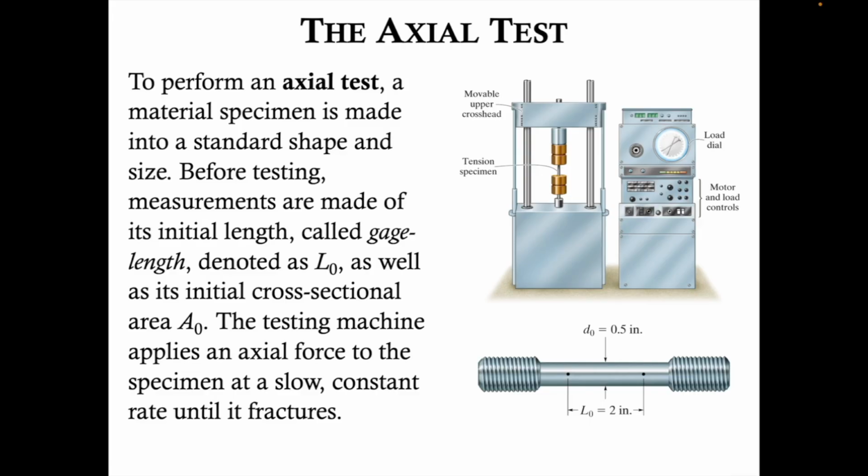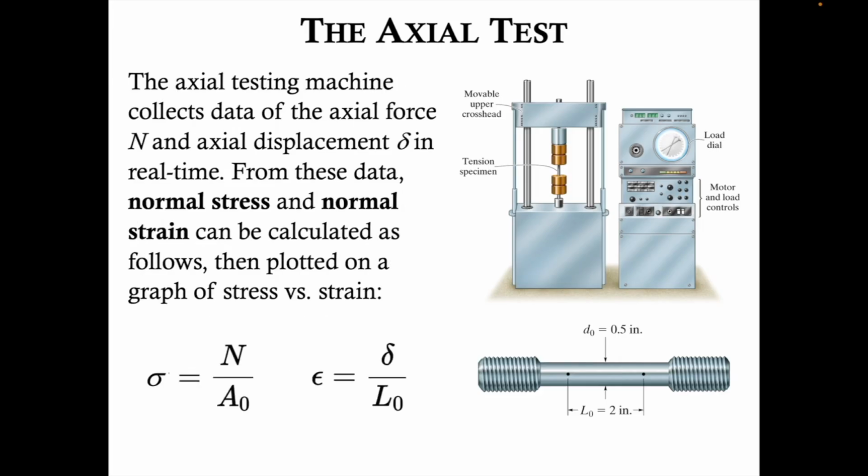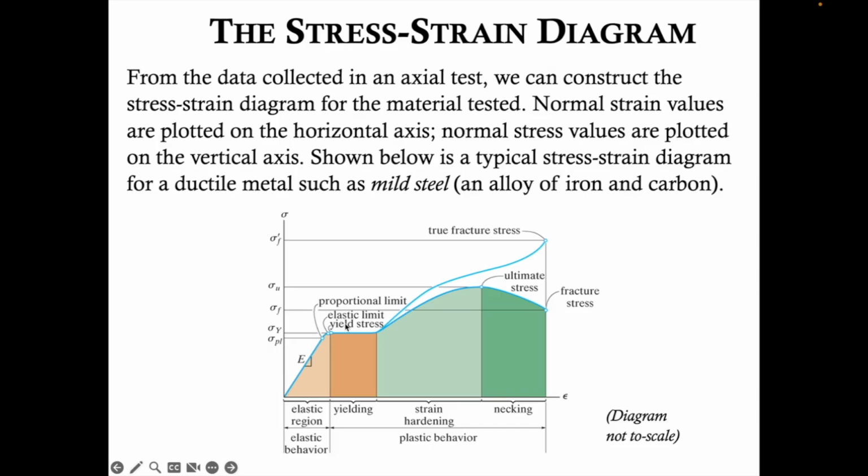The testing machine applies an axial force to the specimen at a slow, constant rate until it fractures. The axial testing machine collects data of the axial force N and axial displacement delta in real time. From these data, normal stress and normal strain can be calculated as follows, then plotted on a graph of stress versus strain. And here is one of those stress-strain diagrams shown.